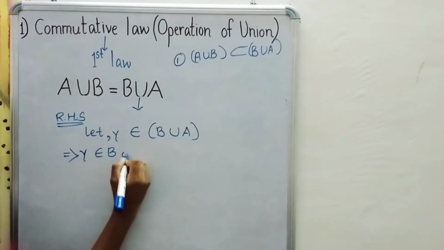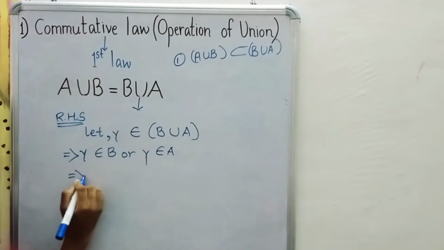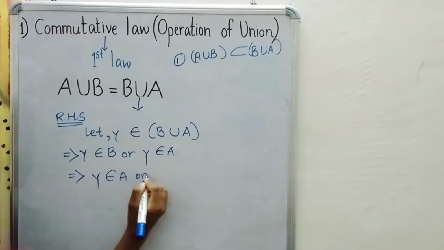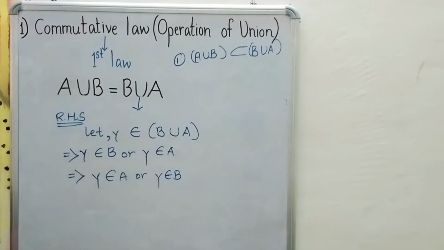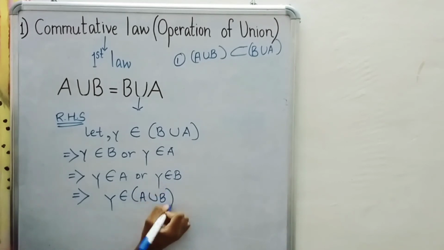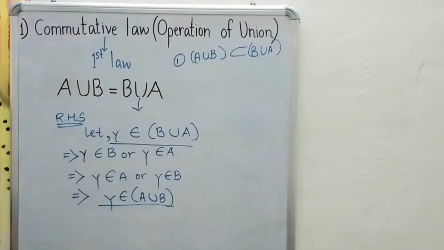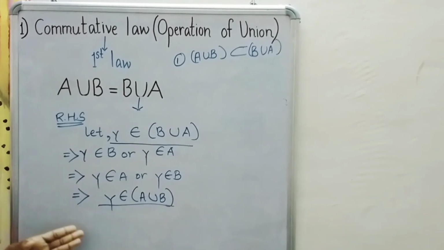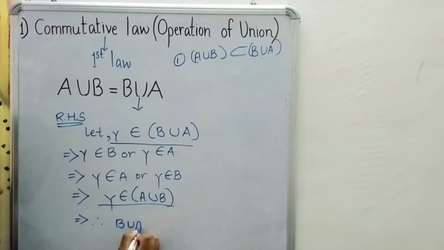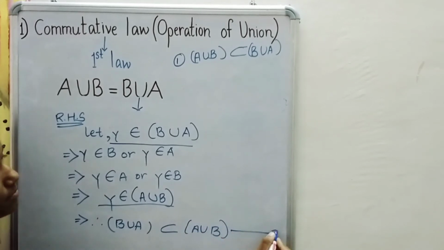Y belongs to B or Y belongs to A, and as this is a conjunction we are shifting the places. Y belongs to A or Y belongs to B. From this, with the help of the standard form, we write Y belongs to A union B. Now here too we note down Y belongs to B union A and Y belongs to A union B. So from the first method's help, we get a conclusion. Therefore we can write B union A is a subset of A union B, and we make it the second equation.